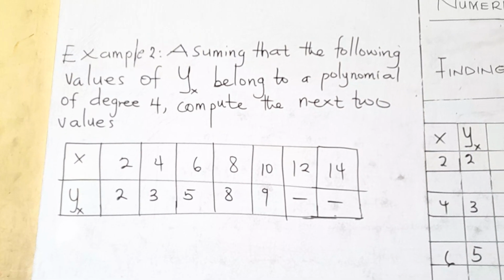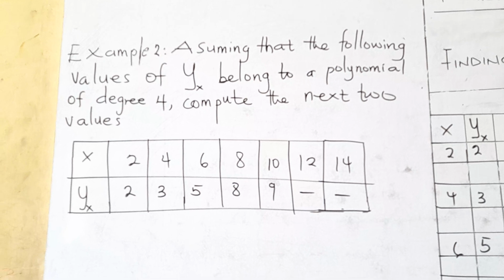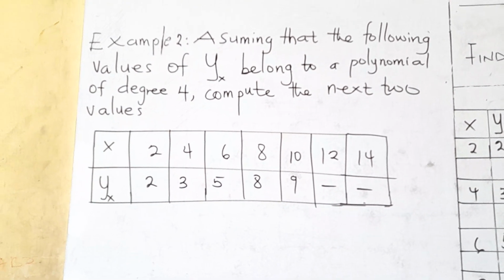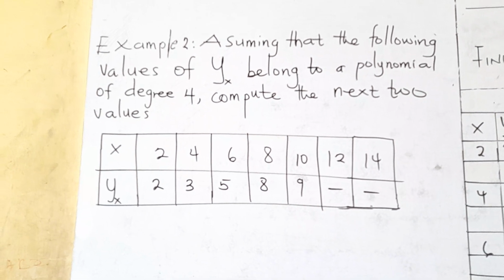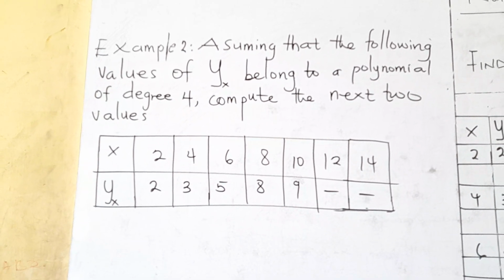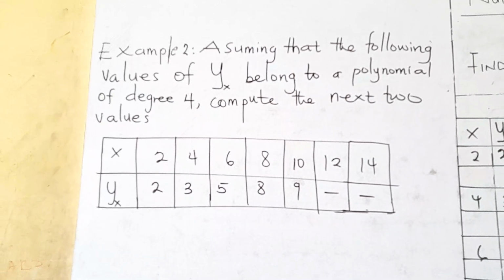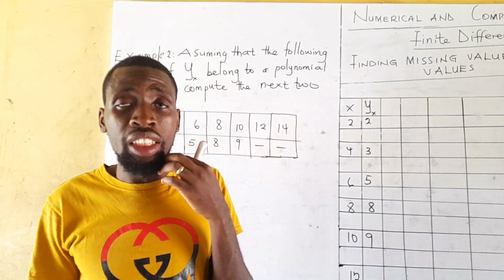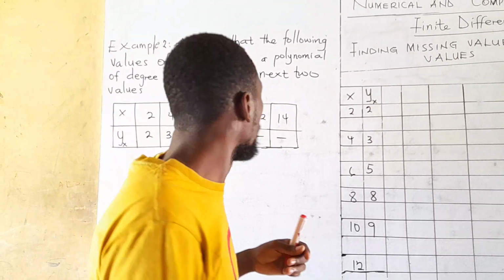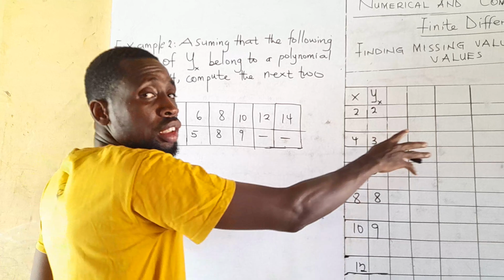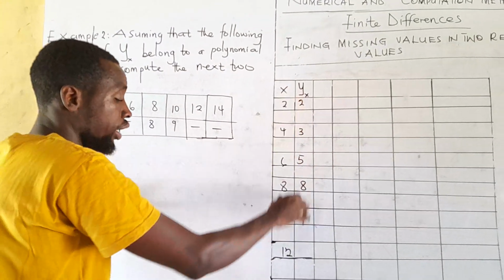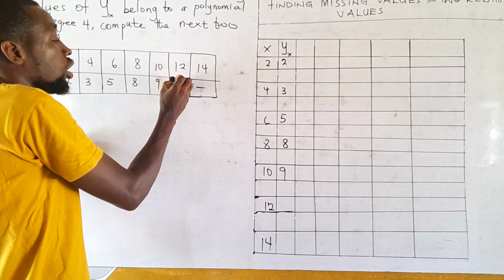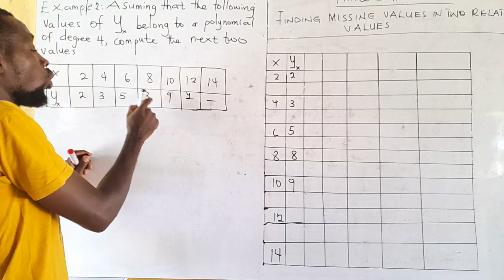So let's solve our second example. They say assuming that the following values of y squared x belong to a polynomial of degree 4. Very necessary. Compute the next two values. So the degree of the polynomial is given to us. That means when we find our difference table, when we reach the fourth difference, all the constants there should be the same. So we'll construct a difference table like this by writing the values of x here and their corresponding values of y. Since we don't know this one, we say y1, y2, y3, y4, y5.